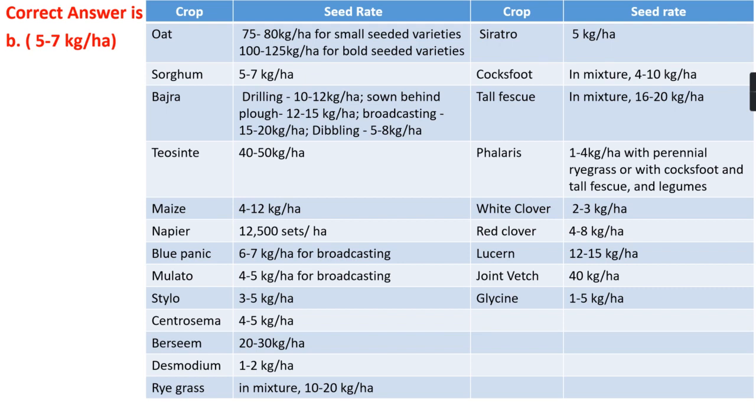White clover, 2 to 3 kg per hectare. Red clover, 4 to 8 kg per hectare. Lucerne, 12 to 15 kg per hectare. Jointvetch, 40 kg per hectare. Glycine, 1 to 5 kg per hectare.